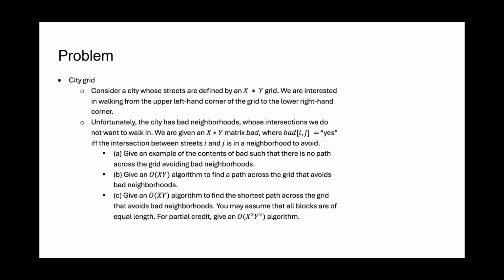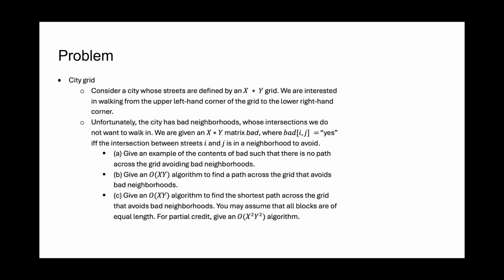So the problem is where you consider you have a city whose streets are defined by an X and Y grid, and we're interested in walking from the upper left-hand corner to the lower right-hand corner. Unfortunately, this city has bad neighborhoods, and we want to avoid those intersections. So in order to work through the problem, we have three independent questions.